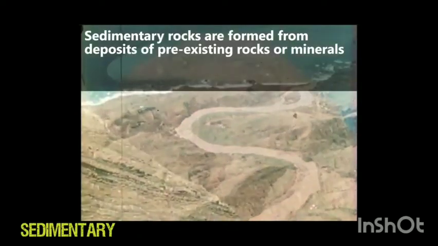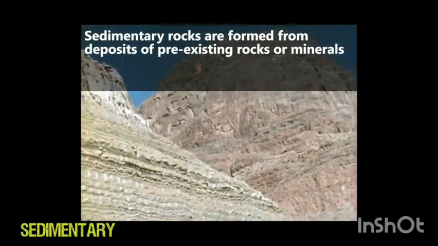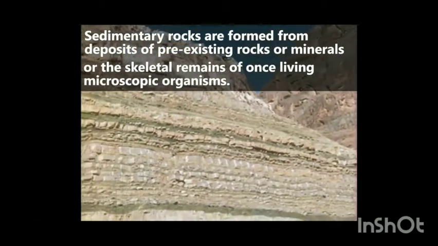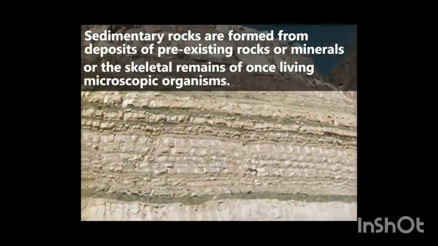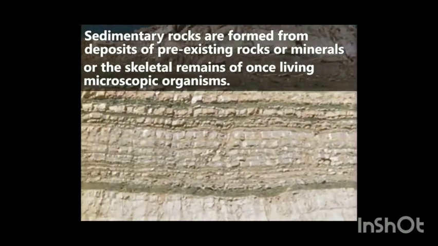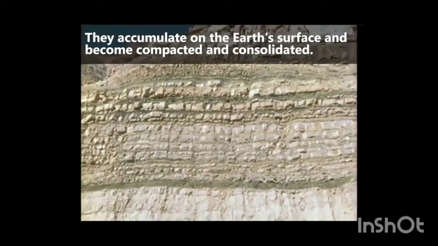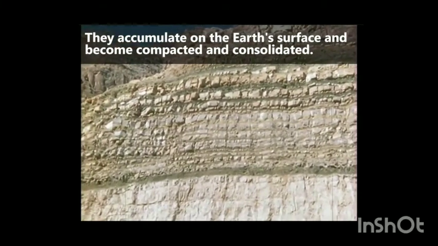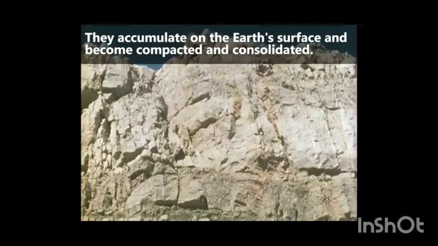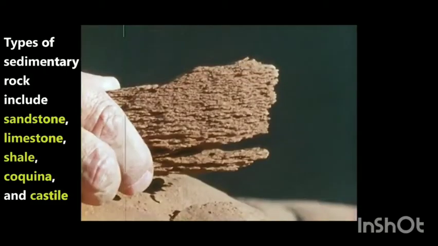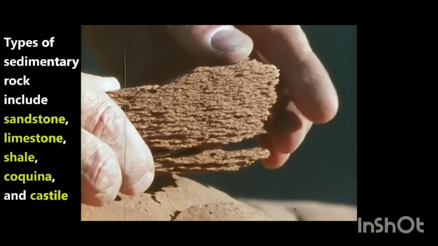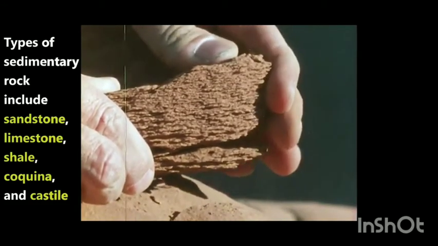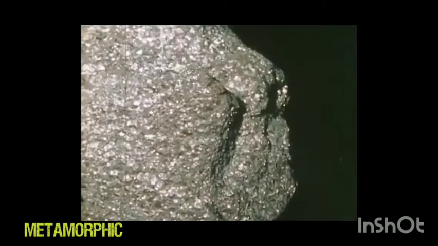For sedimentary rocks, they are formed from the deposits of pre-existing rocks or minerals, and they may contain fossil fuels, the remains of the dead plants and animals. And they are formed because of high pressure. And the types of sedimentary rocks are sandstone, limestone, shale, gypsum. And as you can see in the video, that is a sedimentary rock.